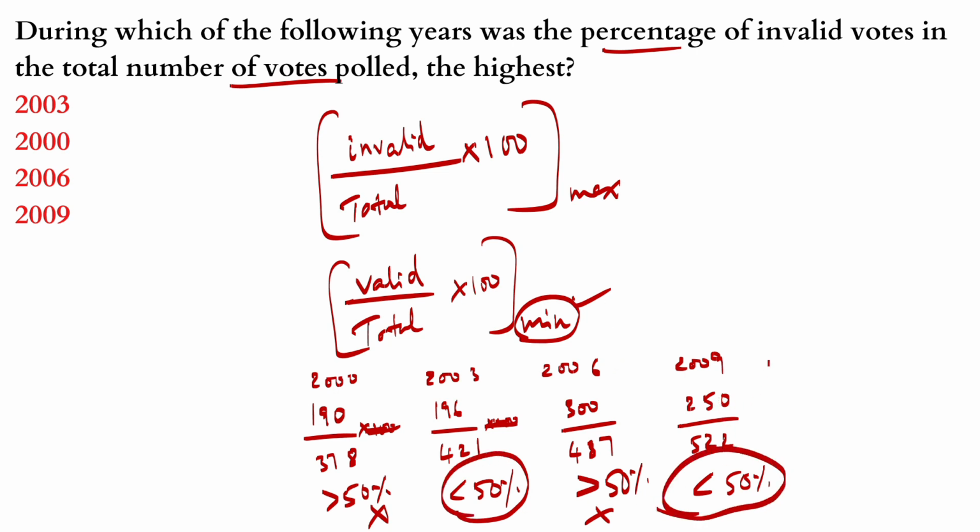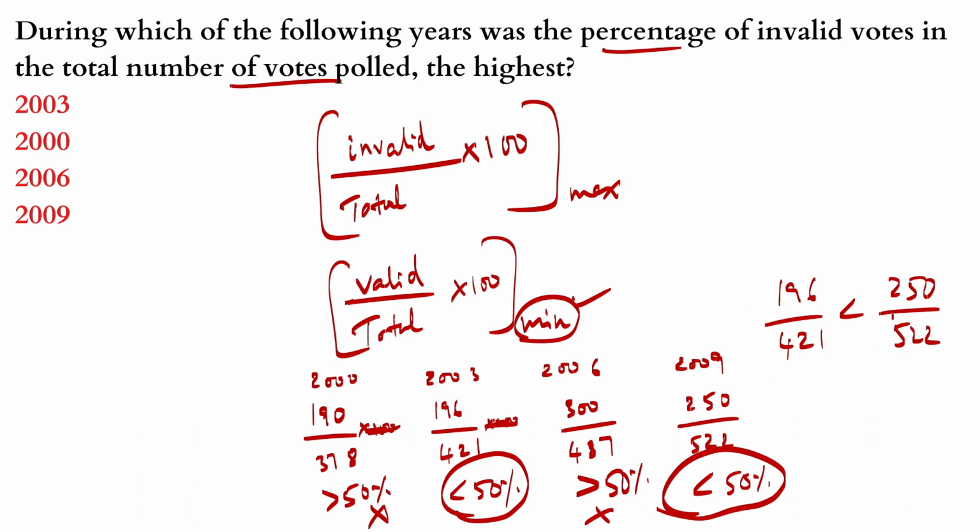If we closely observe, this value 196 by 421, you can also take the percentage to find out which value is lesser. So 196 by 421 is less than 250 by 522. You can take LCM, or better, you can take the percentage.